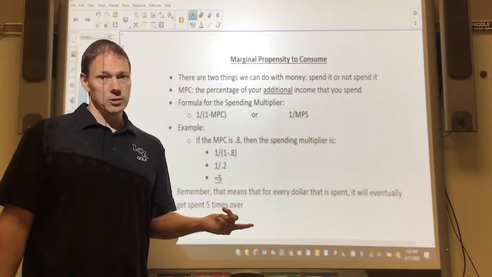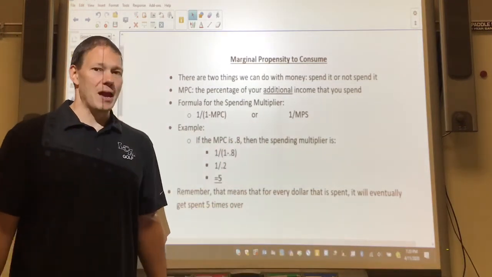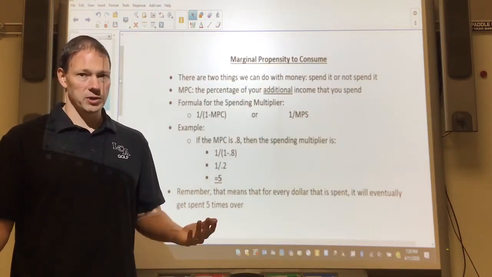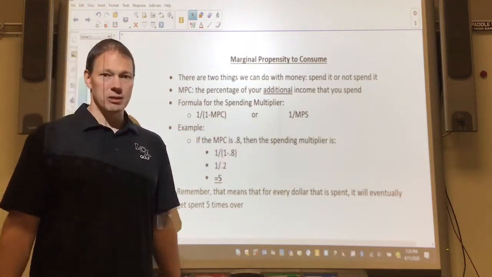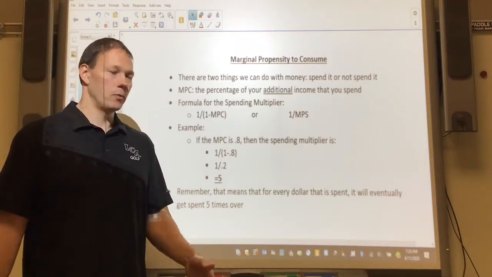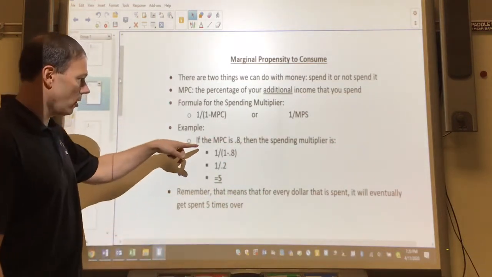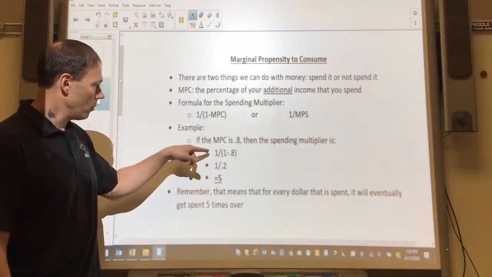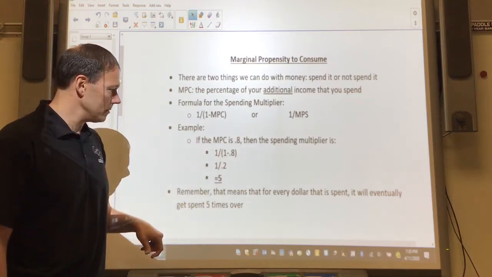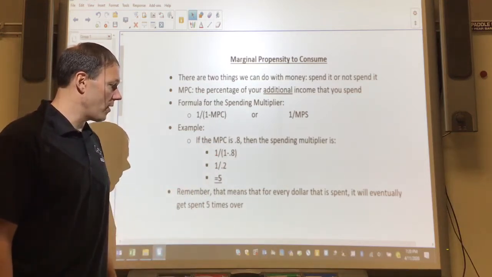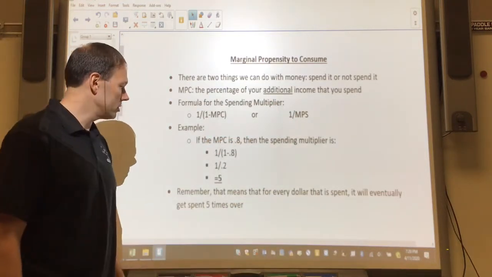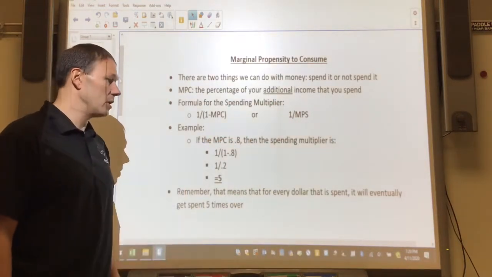If you're paying attention, that's also the same as 1 over the MPS, because 1 minus the MPC is equal to the MPS. For example, if the MPC is 0.8, that means the MPS is 0.2. To figure out the spending multiplier, 1 over 1 minus the MPC is 1 divided by 1 minus 0.8, which simplifies to 1 divided by 0.2. Again, 0.2 is the MPS, which is why that formula works as well. And 1 divided by 0.2 equals 5.